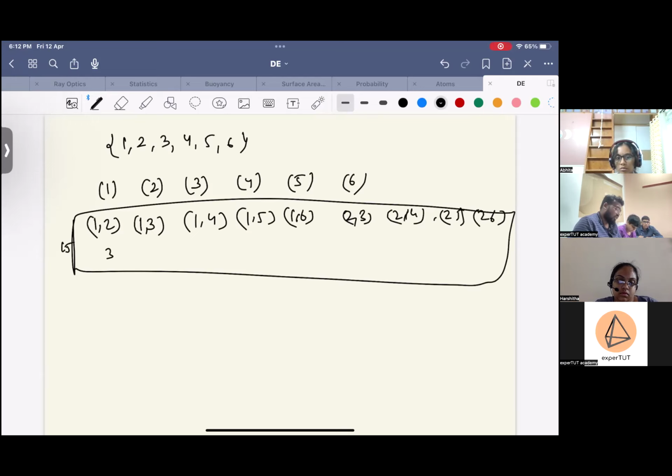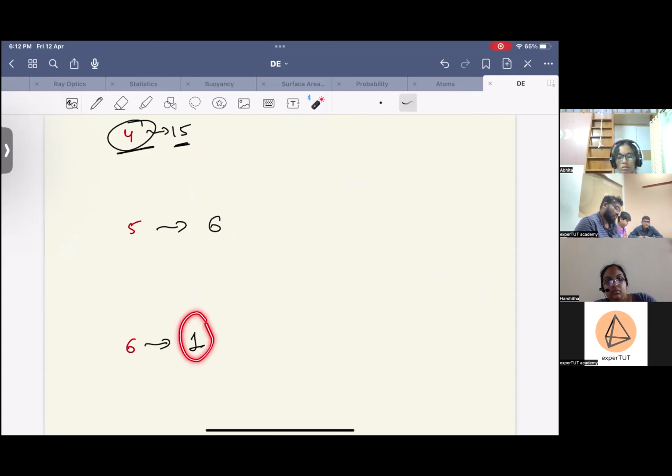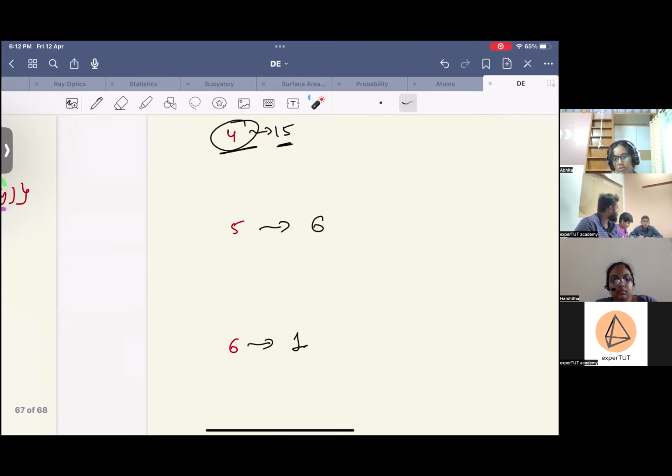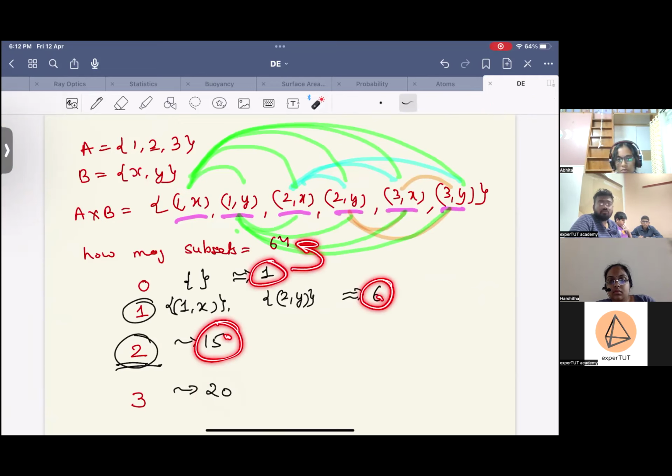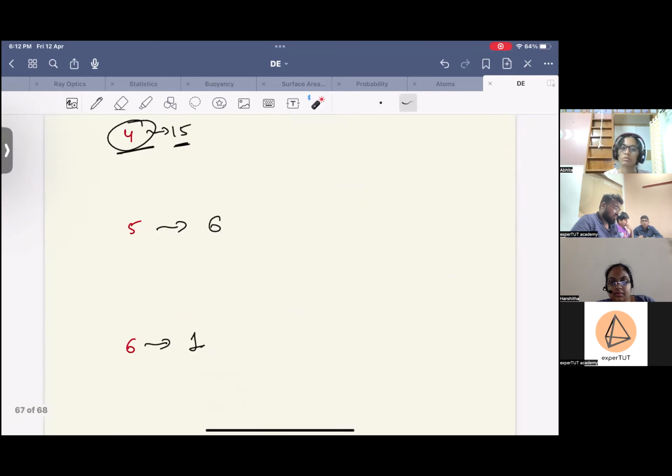6, yes. If you take 3, let's say 1, comma 2, comma 3, or let's say 1, comma 2, comma 4, understood? Like that, you'll write triplets of 3. And these, how many will you get? 20. Understood? Okay, here you can add 1 plus 6, 7, 15, 22, 22 plus 20, 42, 42 plus 15, 57, 57 plus 6, 63, plus 1, 64. Understood? Okay, so this is how it is calculated.